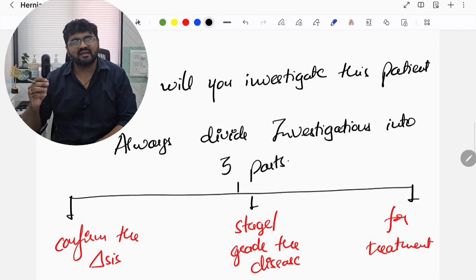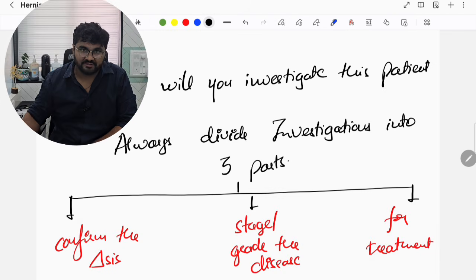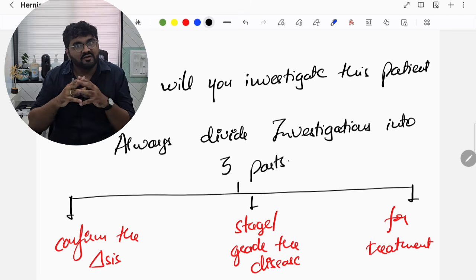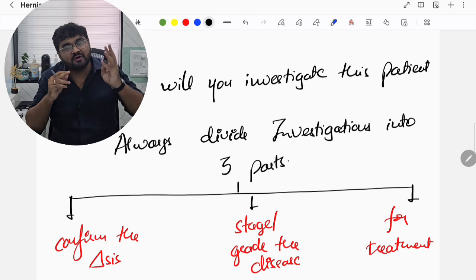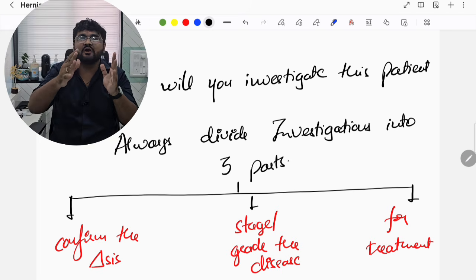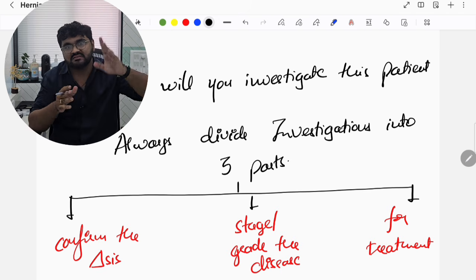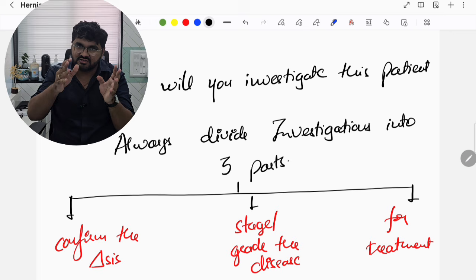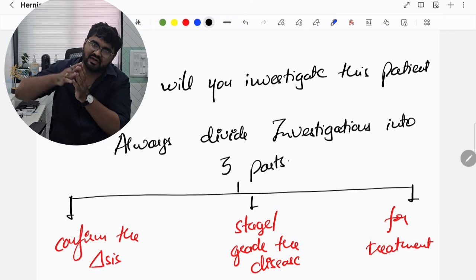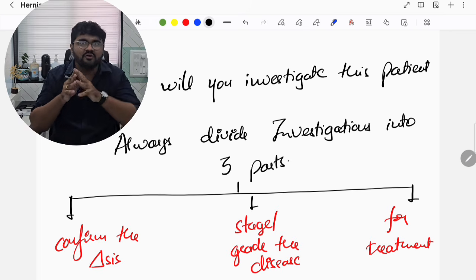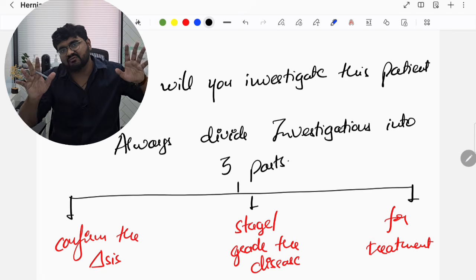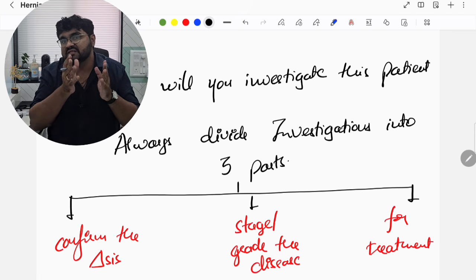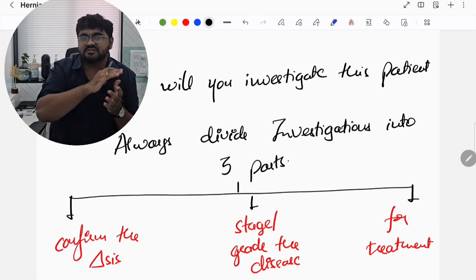The other question that came was, how will you investigate this patient? They have asked you specifically, how will you investigate this patient? And we know that in your viva and in your theory exams, and even in your clinical practice, you need to divide the investigations into 3 types. First, investigations to confirm the diagnosis, investigations to stage or grade the disease, and investigations for treatment. So don't start writing CBC, LFT, RFT. No, wait. You first write which investigation will help you diagnose this condition.